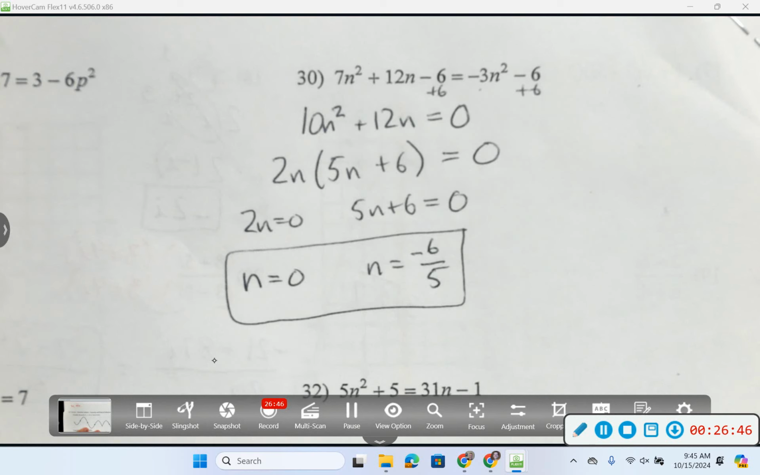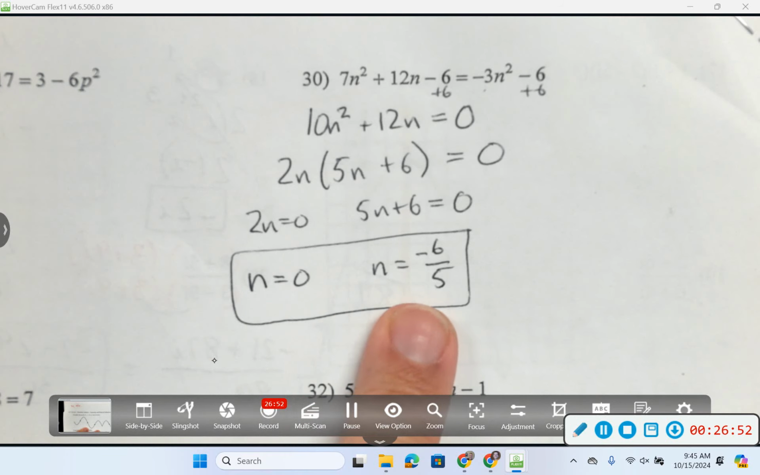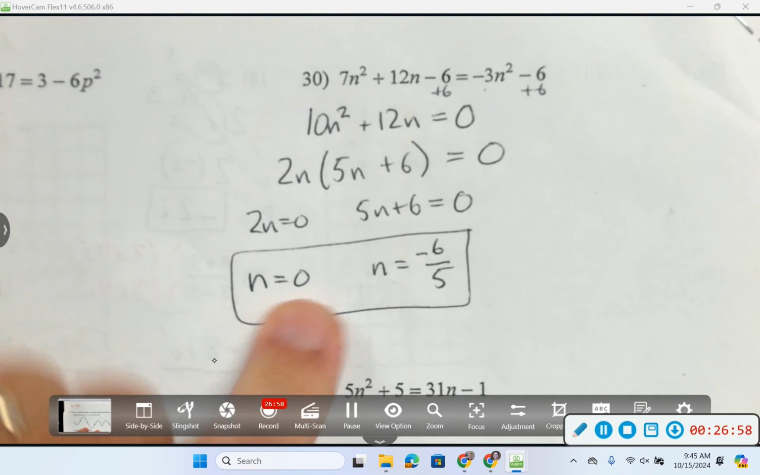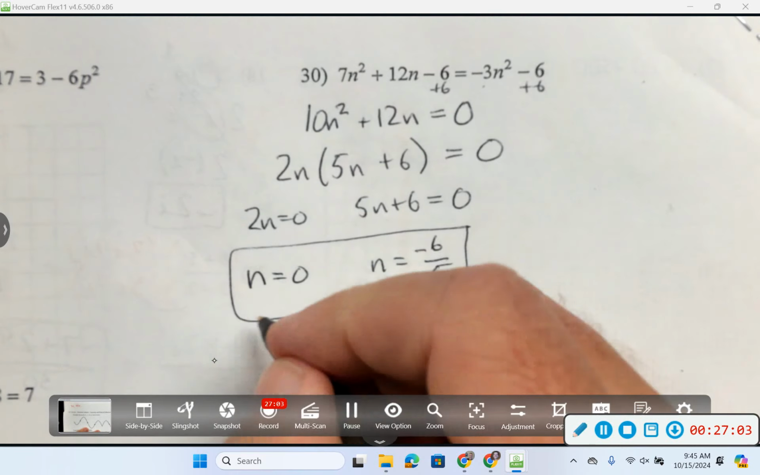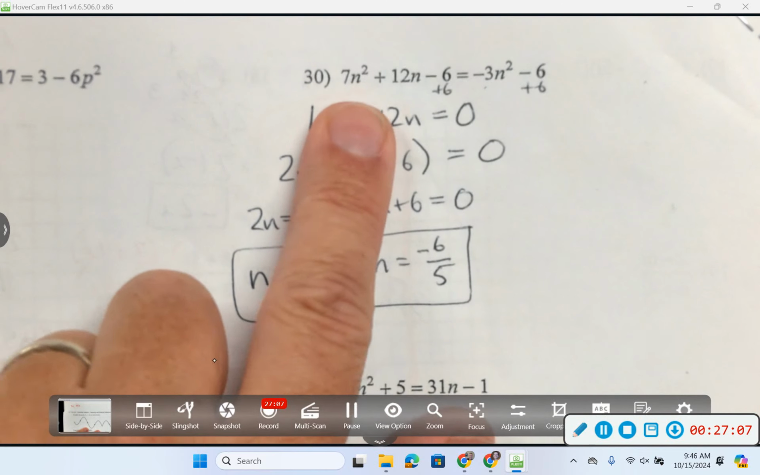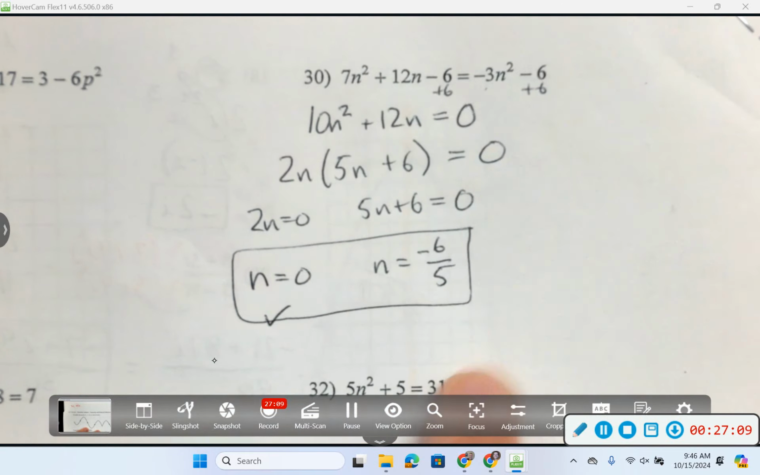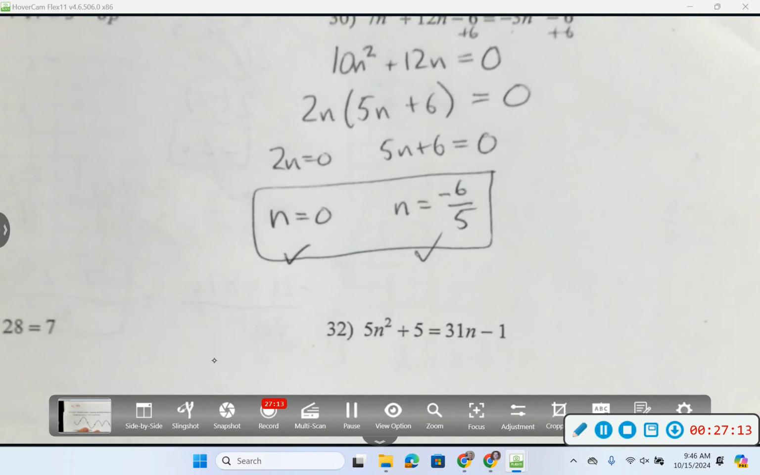We haven't done this much. I have not done it hardly at all, but if I wanted to verify or check that those answers were right, what could I do? Plug them in. Plugging in 0 would be easy. I'd get negative 6 equals negative 6. So I feel good about 0. Plugging in negative 6/5 would be a pain because you'd have to square it and multiply by 7. And it'd be a mess, but it should work. Just put a check on it like I actually checked it.